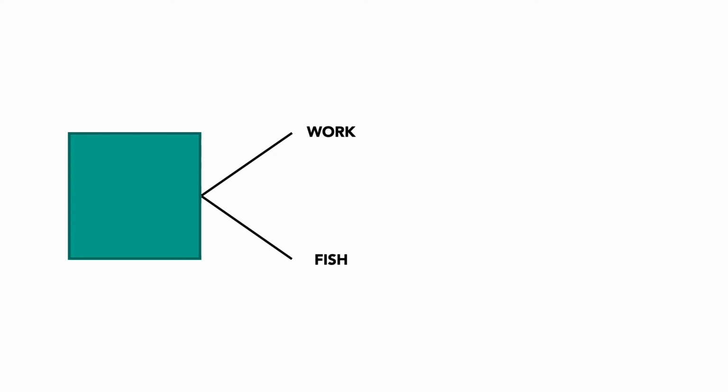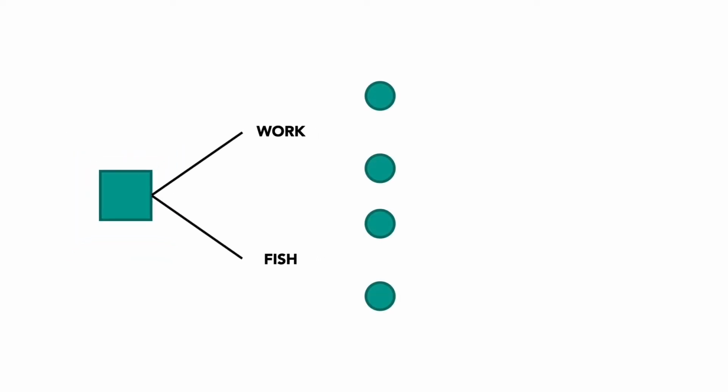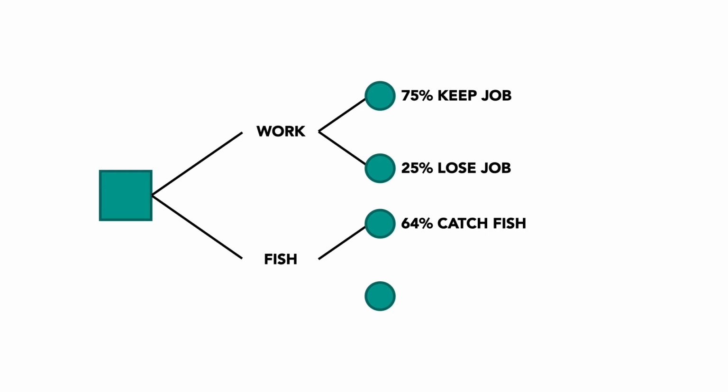So let's draw chance nodes and lines representing the possible outcomes of each choice. Let's say for work, one outcome is you get to keep your job. Your confidence level for this outcome is 75%. Another outcome is even though you choose work, you can end up losing it. But your confidence level for this outcome is just 25%. Meanwhile for fishing, say, you're not really good in the sport. So even if you do this, the chances of catching fish is just 64%, with 36% being the odds that you might not catch any.